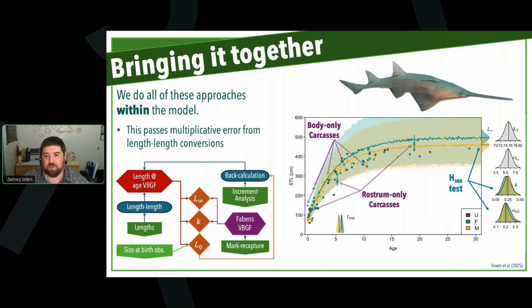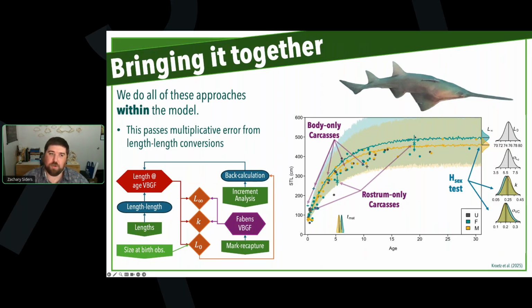You can kind of see the effects of some of that length extrapolation here, where anything that has an X or a plus was an individual that had a partial length. The pluses are all body only carcasses, so that was one that we had more certainty in the length extrapolation. And then we have ones that were rostrum onlys, and you can see that vertical bar around them is giving us a much wider band of the estimated length at age from those length extrapolations.